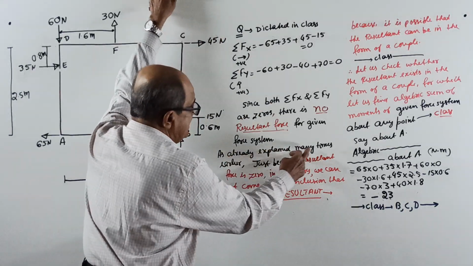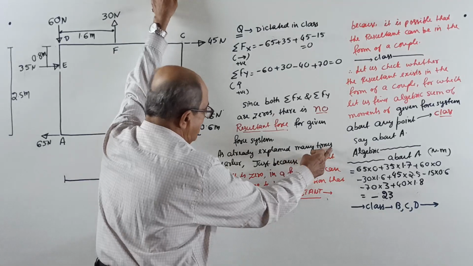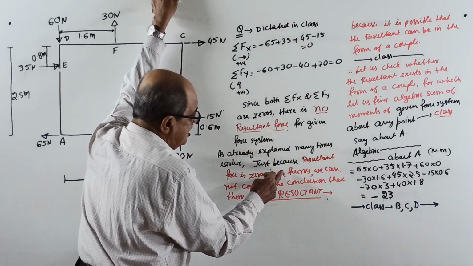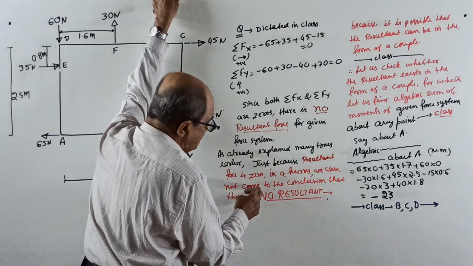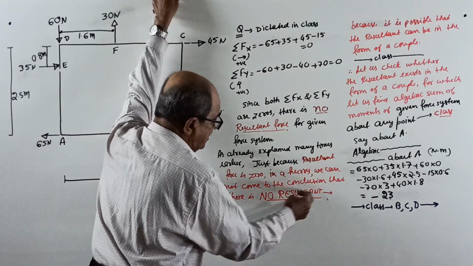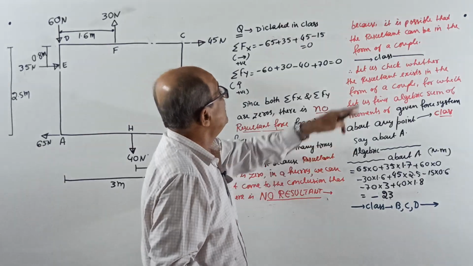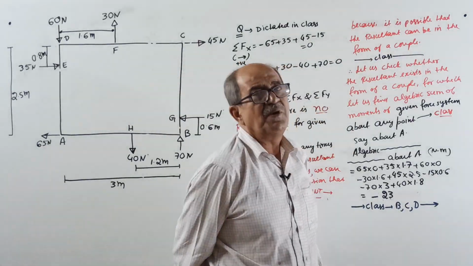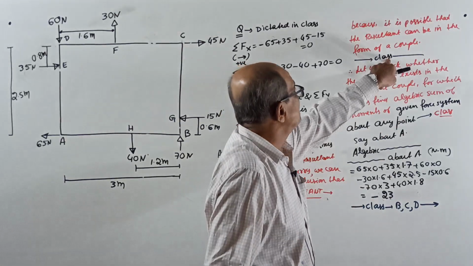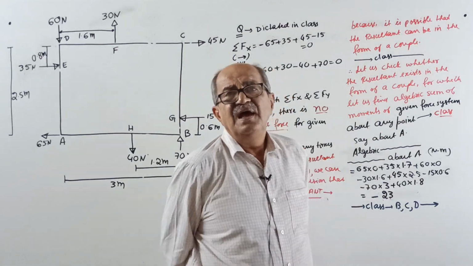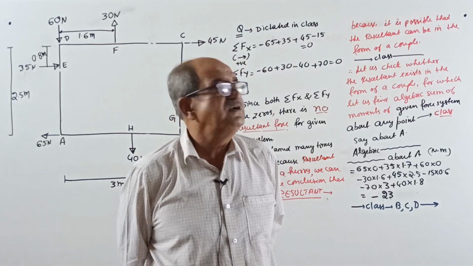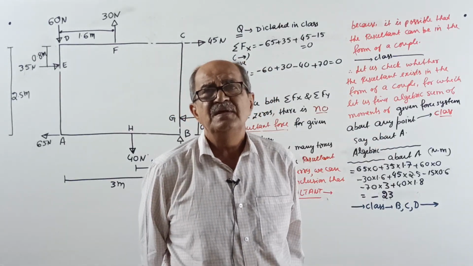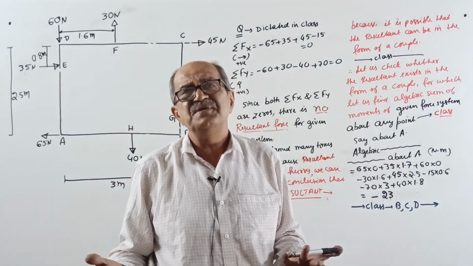As already explained many times earlier, just because the resultant force is 0, in a hurry we cannot come to the conclusion that there is no resultant. I told you, it is possible that the resultant can be in the form of a couple. Now, class, I am dictating. How to find it? Of course, by chance, if the resultant couple is also 0, then there is no resultant, and the system is in equilibrium.